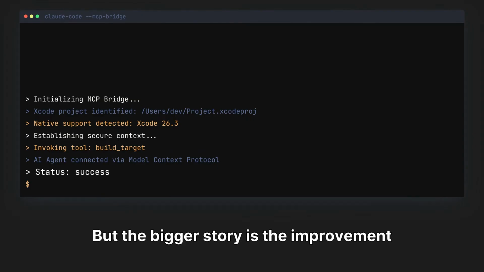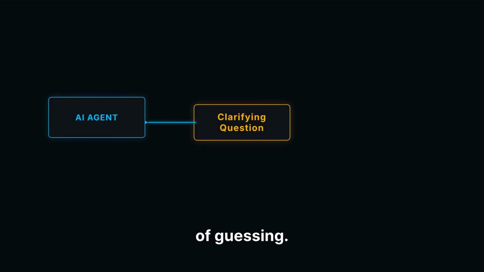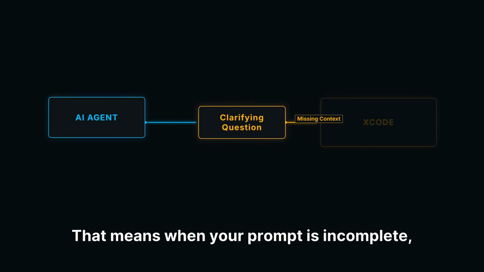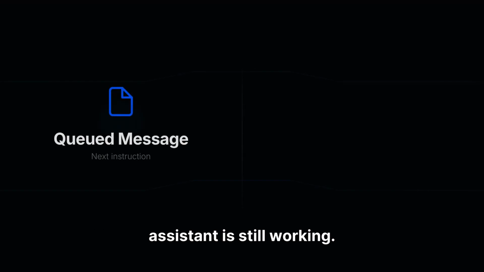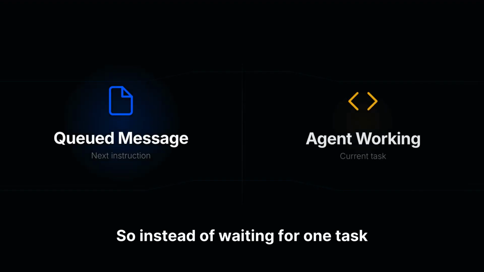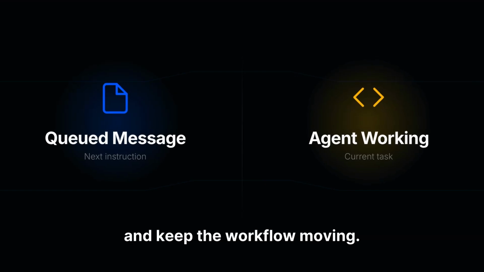But the bigger story is the improvement to Apple's agent workflow inside Xcode. Agents can now ask clarifying questions instead of guessing. That means when your prompt is incomplete, Xcode can request more context before generating code. Messages can also be queued while the assistant is still working. So instead of waiting for one task to finish, you can continue adding instructions and keep the workflow moving.